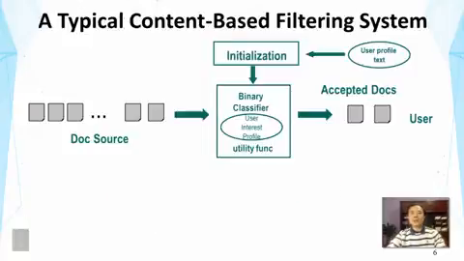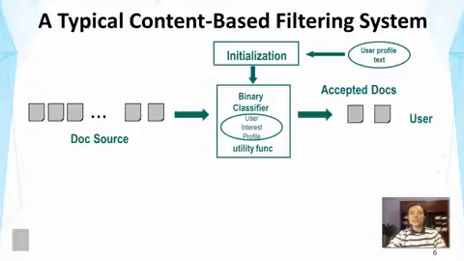So let's first look at the content-based filtering system. This is what a system would look like. Inside the system, there will be a binary classifier that would have some knowledge about the user's interest, and this is called a user interest profile. It maintains this profile to keep track of the user's interest. And then there is a utility function to guide the user to make decisions. And I'll explain the utility function in a moment. It helps the system decide where to set the threshold. And then the accepted documents will be those that have passed the threshold according to the classifier.